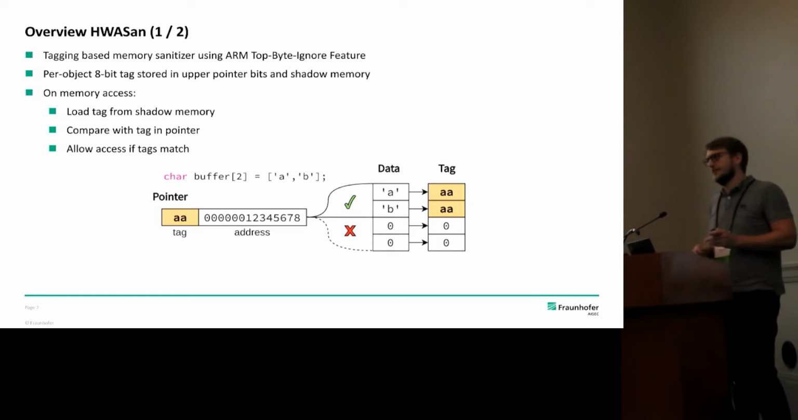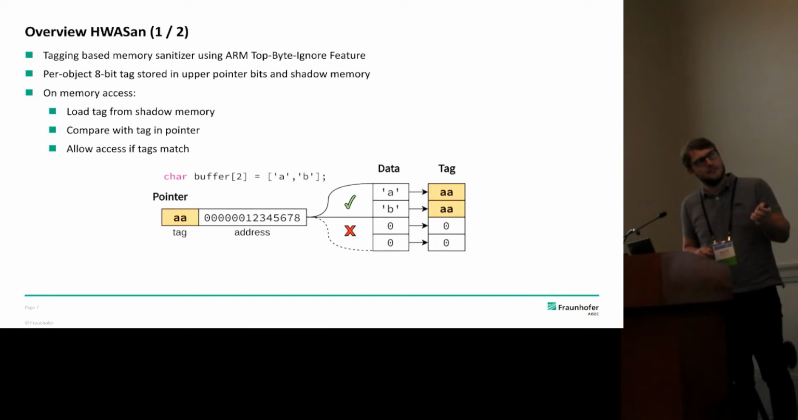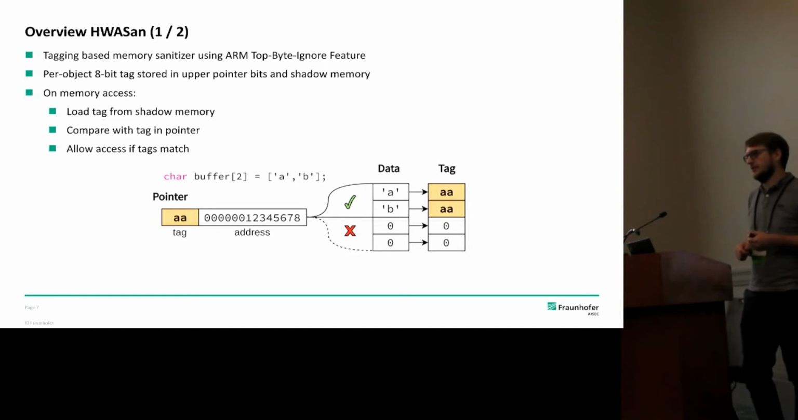Why is this hardware assisted? Well, the ARM top byte ignore feature is used, and basically that means that the pointer can have its upper tag bit set, and the load and store unit won't complain about an address translation error.